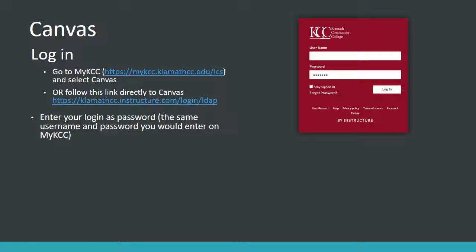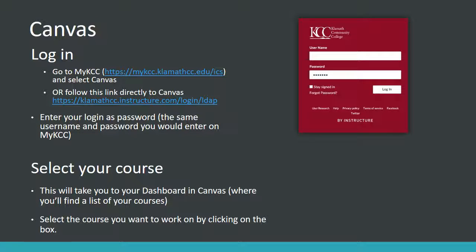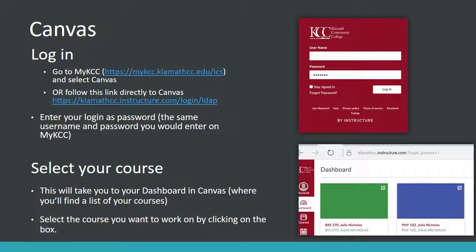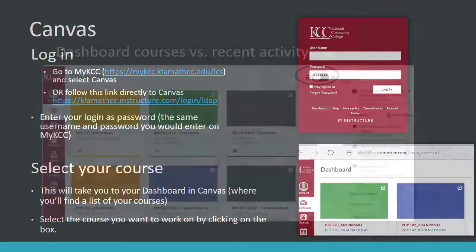You'll enter your username and password, and that will take you to what they call the dashboard in Canvas. You'll have a square for each class, each a different color, with the class name below. You'll click on the class that you want to go into. For example, if you want to go into Bio 270, you'll click on Bio 270, and that will take you to all of the content for the course.